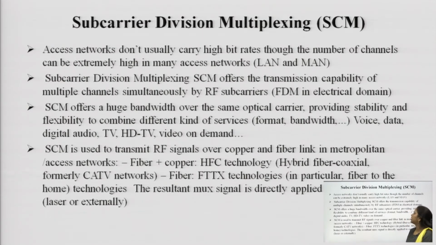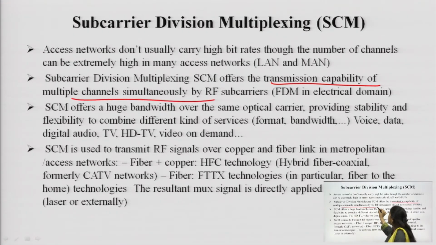Now the subcarrier division multiplexing, which is SCM. SS network does not usually carry high bit rate, though the number of channels can be extremely high in many SS, LAN and MAN networks. Subcarrier division multiplexing offers the transmission capability of multiple channels simultaneously by the RF subcarriers. So in the first case we have seen time, the second case also time, in the third one we have used the wavelength.